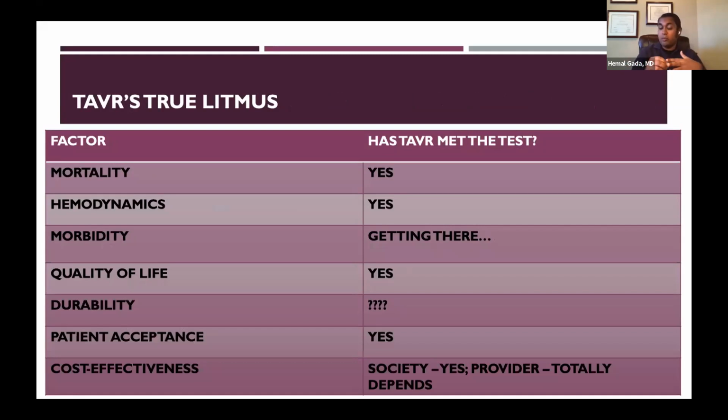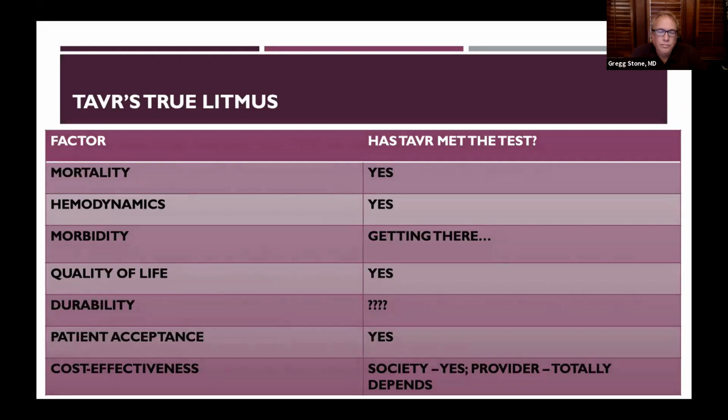So has TAVR's true limits been met with the test of a variety of different factors? Mortality, it appears so. Hemodynamics, depending on the platform, I think the suprannular platform, definitely. Morbidity, we're getting there. Paravalvular leak reduction, pacemaker rate reduction. The quality of life, at least the short term, is very palpable as far as the difference is concerned. Longer term, we're going to need an assessment of what the effects of those hemodynamics are. Durability, we slowly are getting more data, and we will over time. Patients obviously accept it, and then cost effectiveness is a whole other discussion with regards to TAVR versus SAVR.